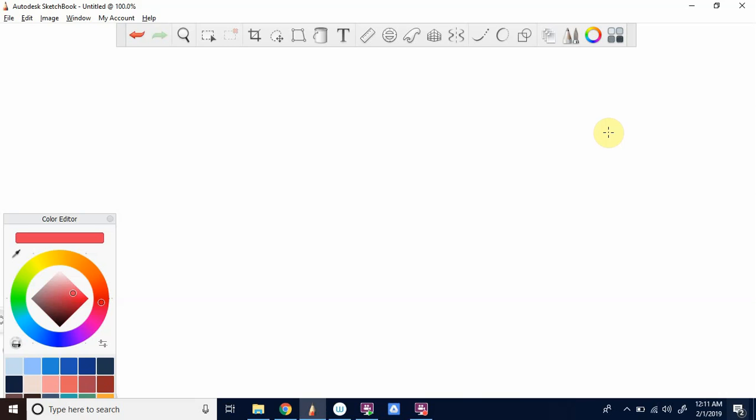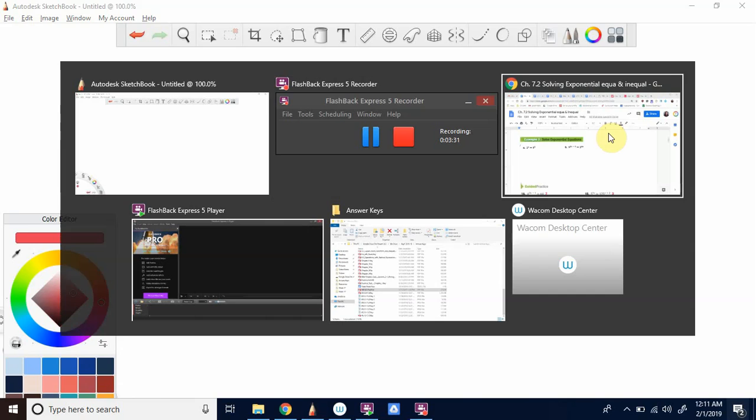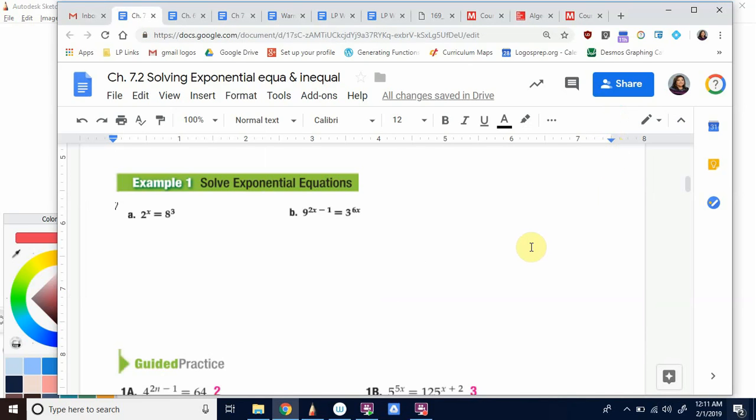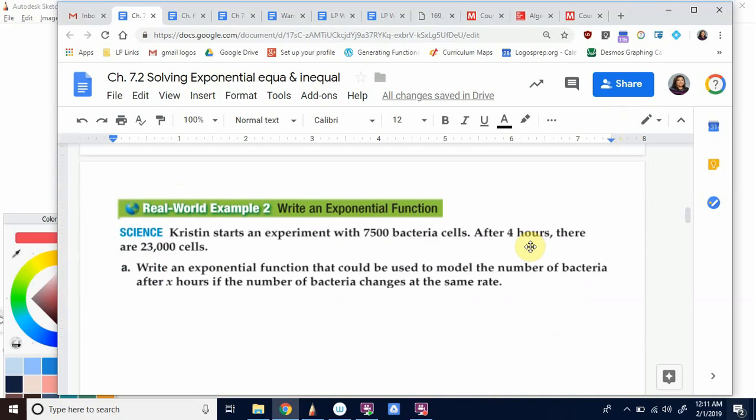All right, pause this, do guided practice 1A and 1B. All right, let's look at the real world example. So number 2. Kristen starts an experiment with 7,500 bacteria cells. After 4 hours, there are 23,000 cells. Write an exponential function that can be used to model the number of bacteria after x hours, if the number of bacteria changes at the same rate.